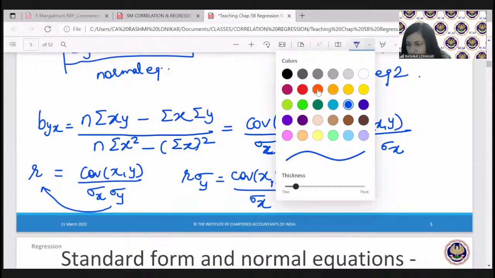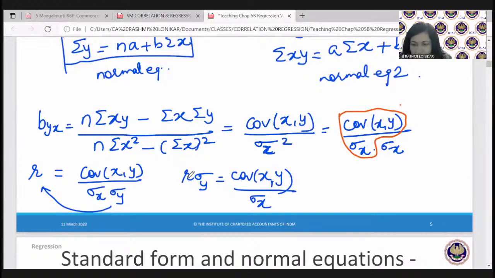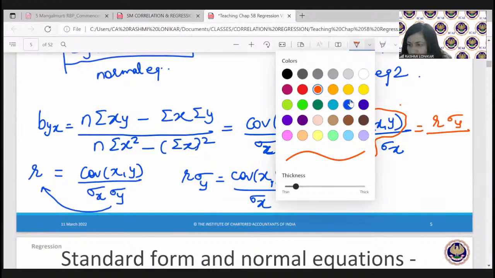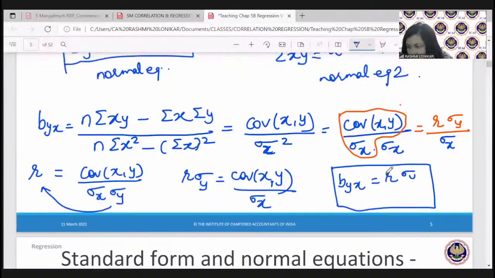Now for this much, what can I write? I can write it as R sigma y. So this is equal to R sigma y, and in the denominator what should I write? Because I already have this, I will write this as sigma x. So, very important formula which is very useful in questions, I have byx is equal to R sigma y upon sigma x.